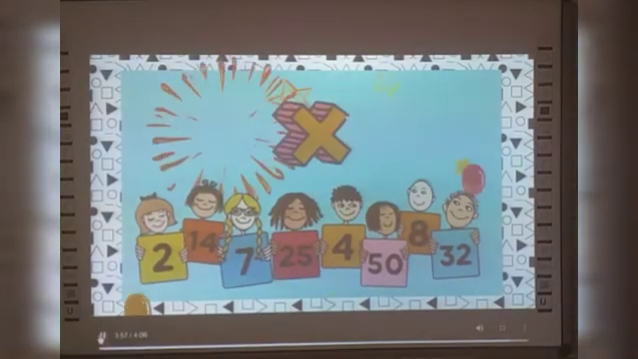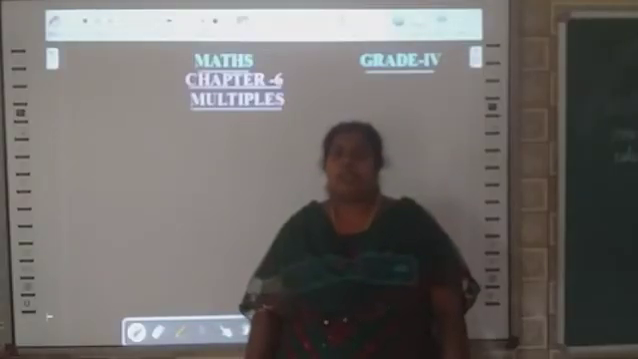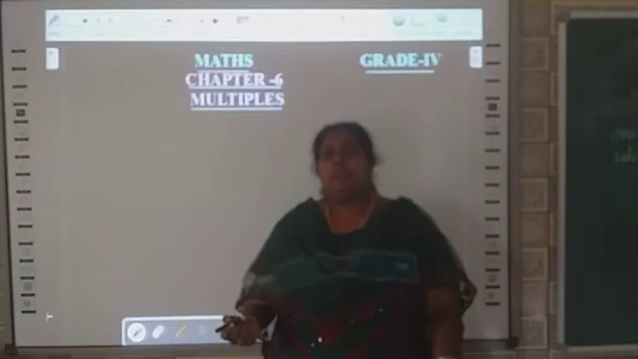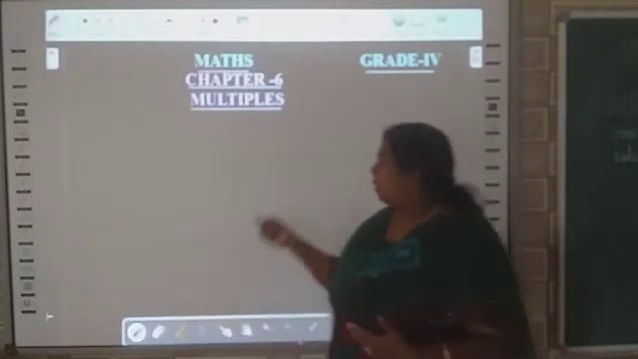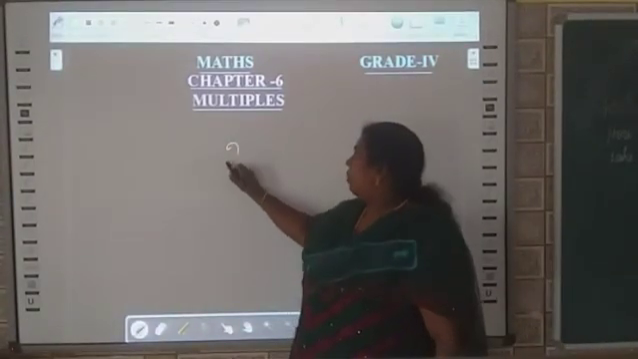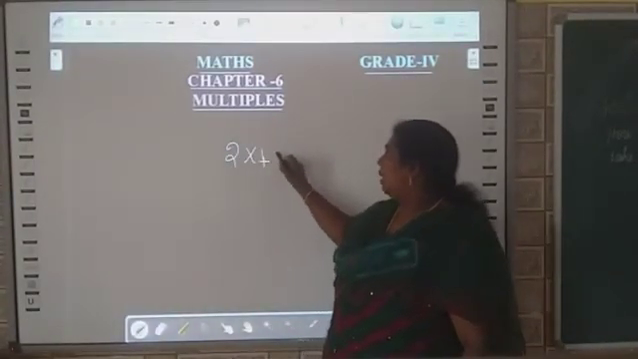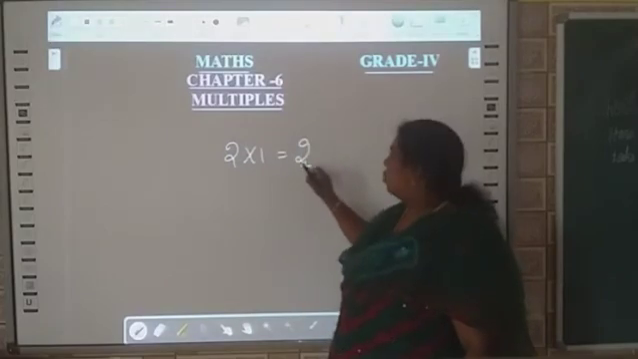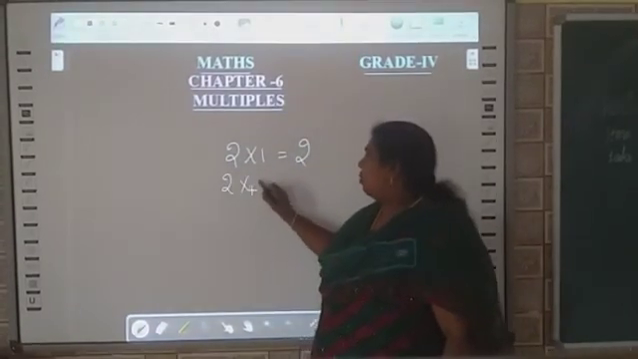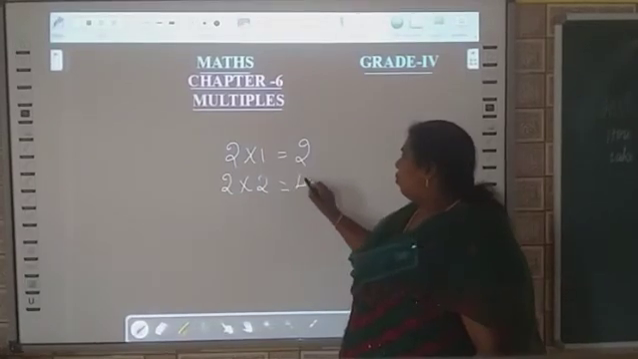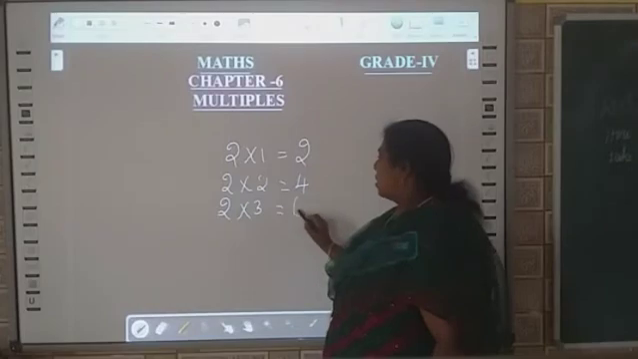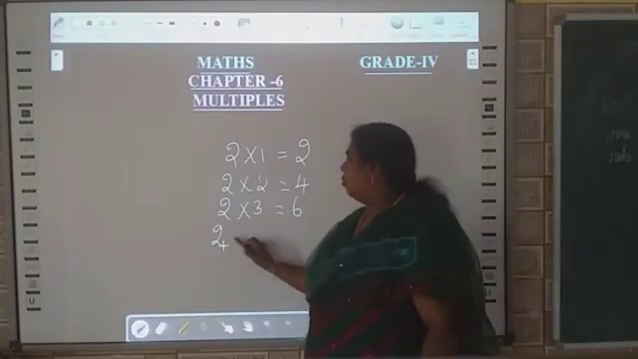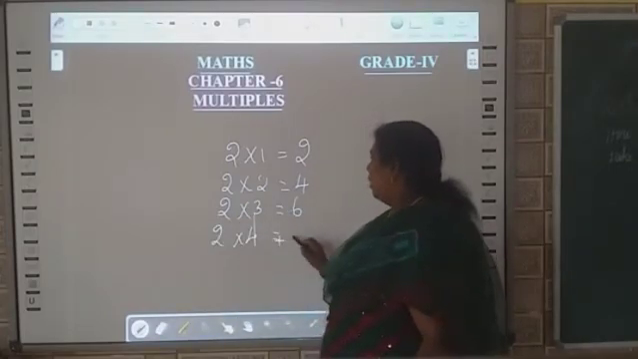How do you multiply them? You got some idea about multiples, isn't it? Multiple means it contains many more units of a number, isn't it? For example, multiples of 2, you know. The 2 table: 2 one time, how much will come? 2. Then 2 times, how many will come? 4. Then 2 three times, 6, isn't it? Then 2 four times, 8.